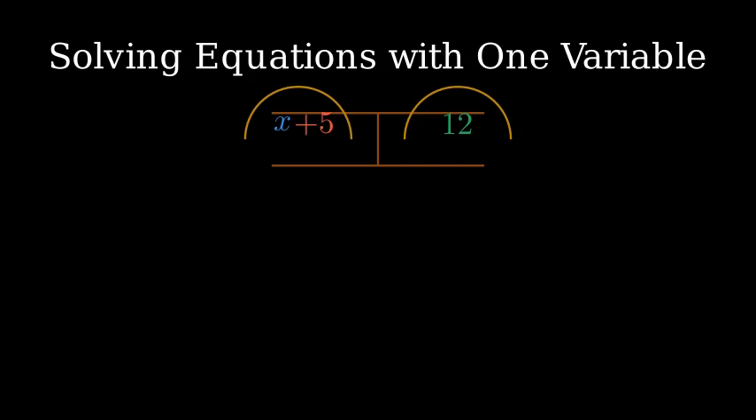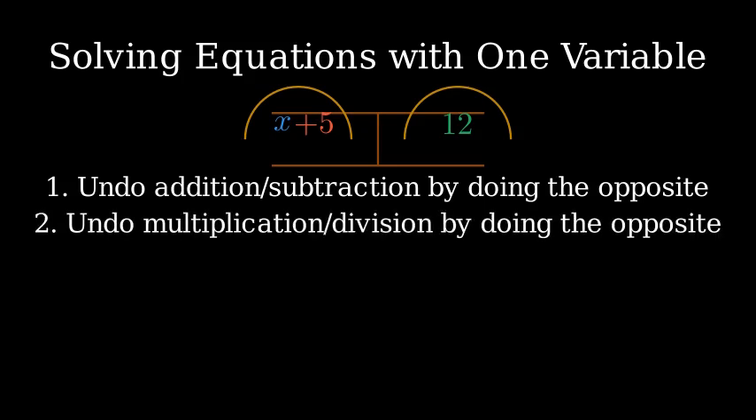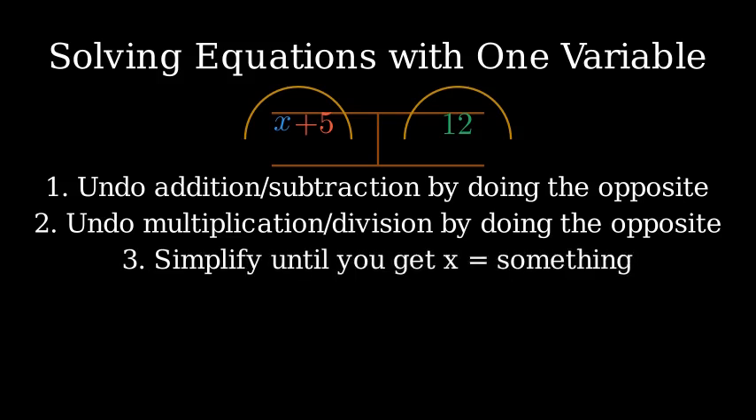Here are the basic steps to solve an equation. 1. Undo addition or subtraction by doing the opposite operation. 2. Undo multiplication or division by doing the opposite operation. 3. Keep simplifying until you get x equals something.